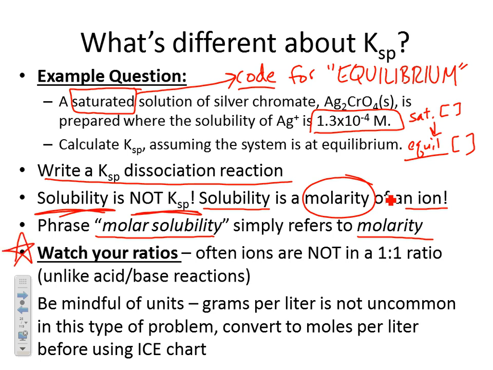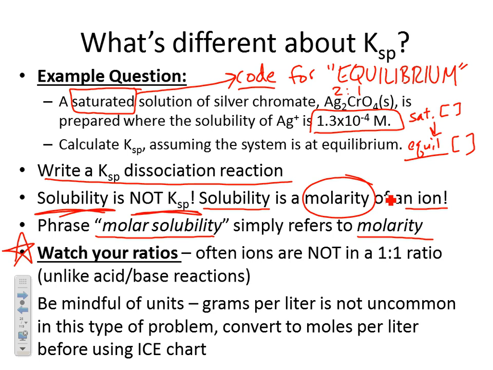Watch your ratios. Quite often, the ions in Ksp problems are not in 1-to-1-to-1 ratios. Typically, in the acid-base problems we're going to be doing, everything is nice, it's 1-to-1-to-1. Usually not the case in Ksp. We notice in this one, for example, it's a 2-to-1 ratio. So the change for the silver is going to be twice the change for the chromate. Make sure you're watching your stoichiometry on this type of problem.